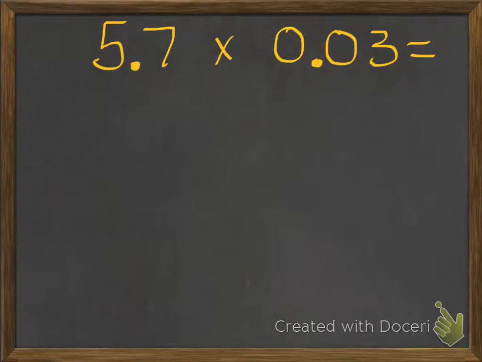Okay, let's check it, see how you did. I'm going to start by estimating. 5.7 is pretty close to 6. And 0.03, well, that is really, really less than 1. So I'm going to estimate that my answer is probably going to be less than 6. Okay, or whoops, I mean that's greater than 6, isn't it? I'm making this the wrong way. My bad. Okay, so my answer is probably going to be less than 6.